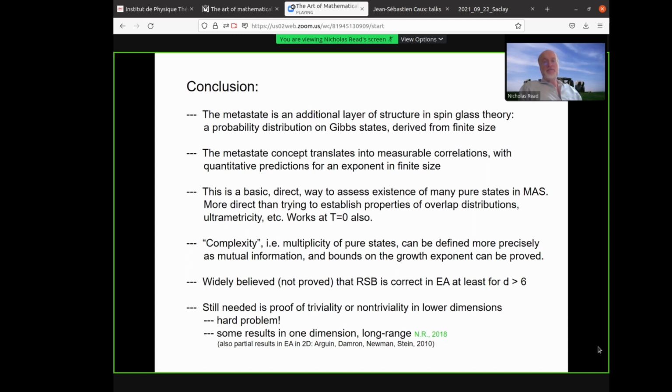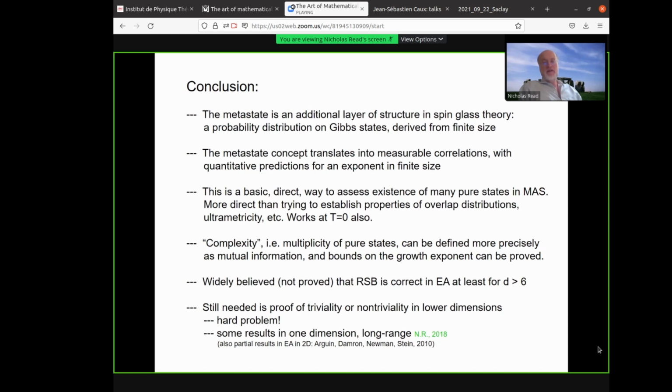And so what's still needed in the field is a proof of non-triviality for either the Gibbs states or the metastate, really in any dimension, in particular low dimensions. This is a very hard problem. There are some results in 1 dimension, also some partial results in 2 dimensions, showing that in some cases the ground state metastate is trivial.